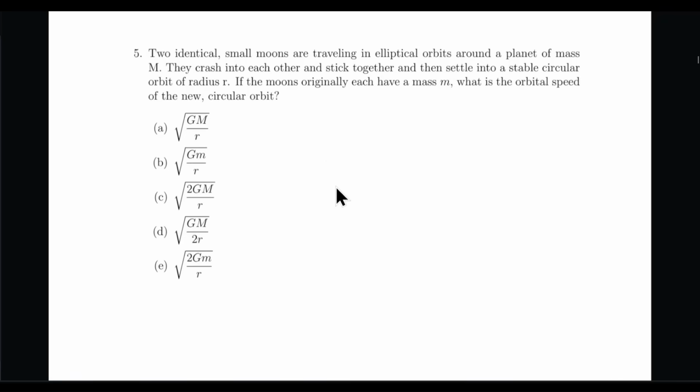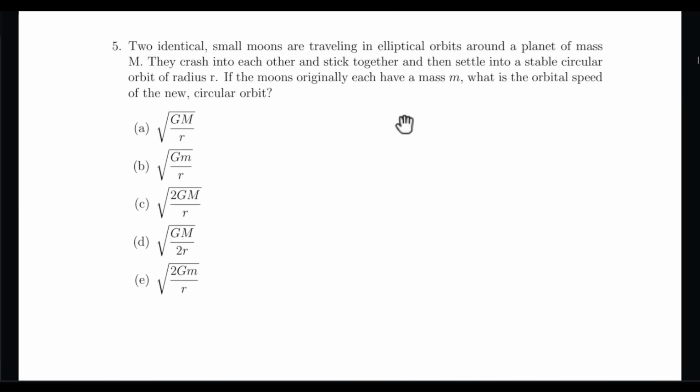Okay, in this one, they are literally just trying to confuse us. The question says that two identical small moons are traveling in elliptical orbits around a planet of mass capital M. They crash into each other and stick together, then settle into a stable circular orbit of radius r. If the moons originally have a mass of m, then what is the orbital speed of the new circular orbit? Remember that the orbital speed does not depend on the object that is rotating, but on the planet.